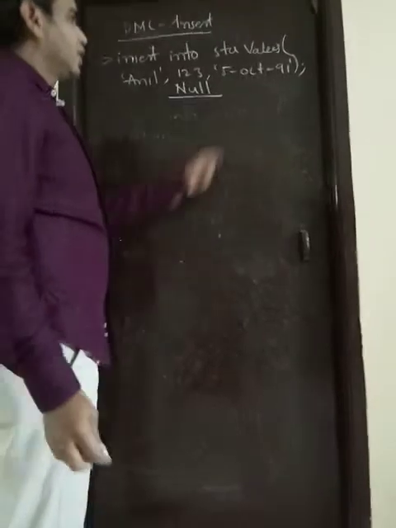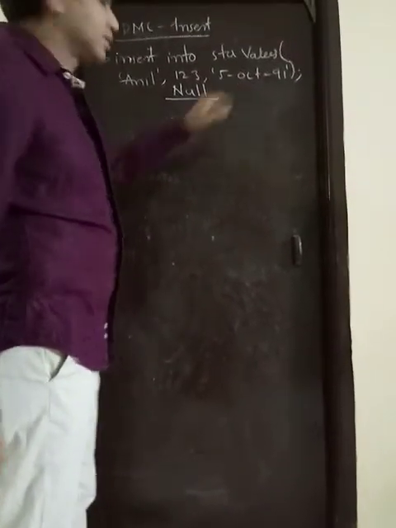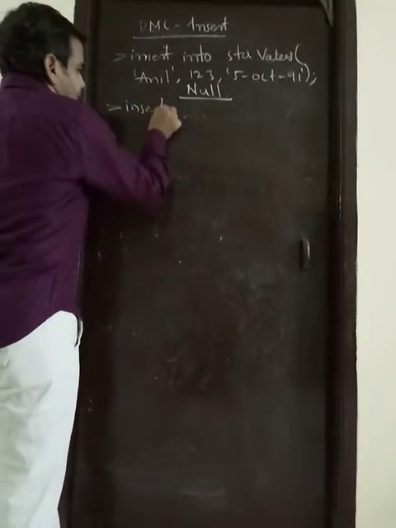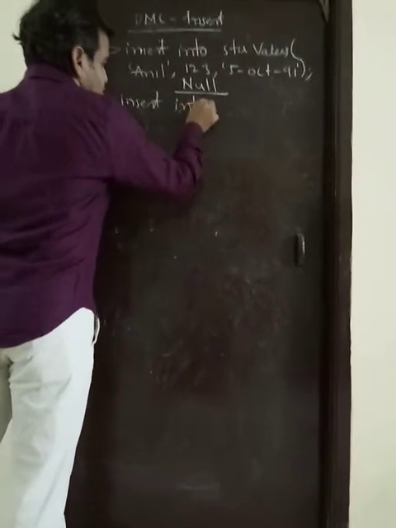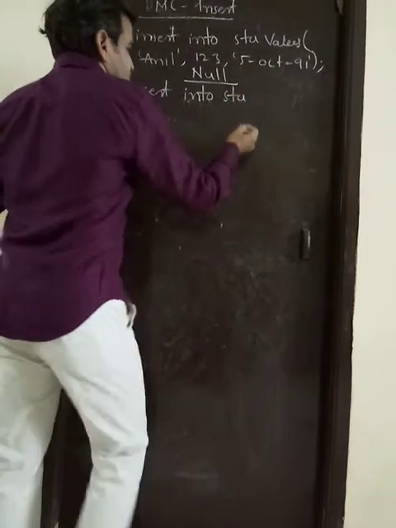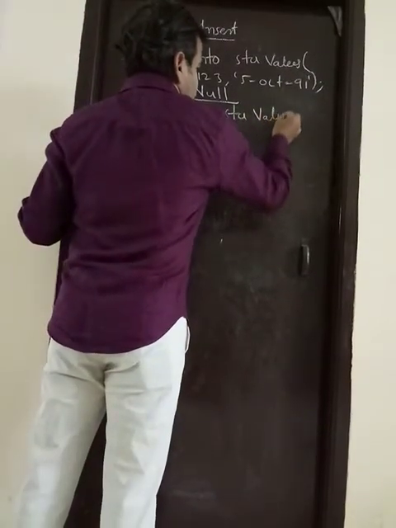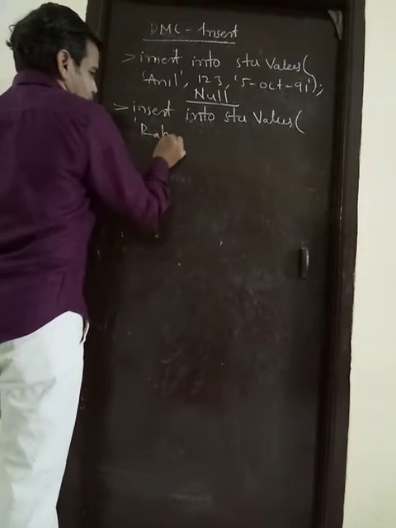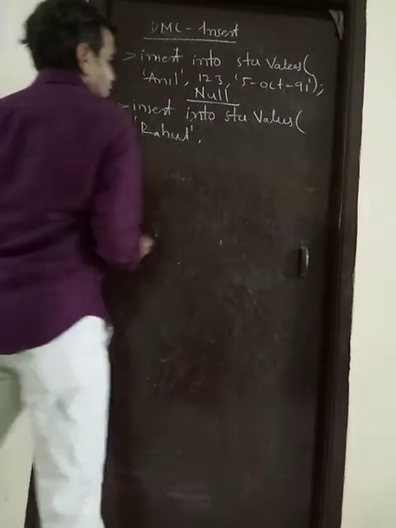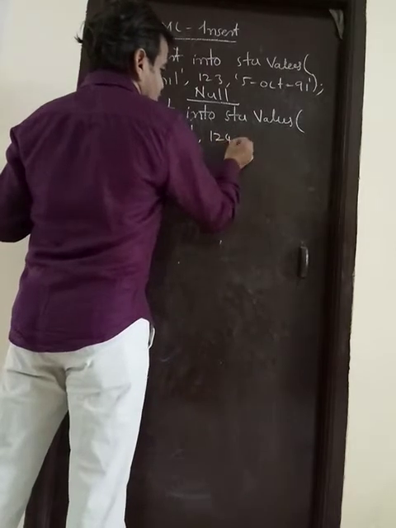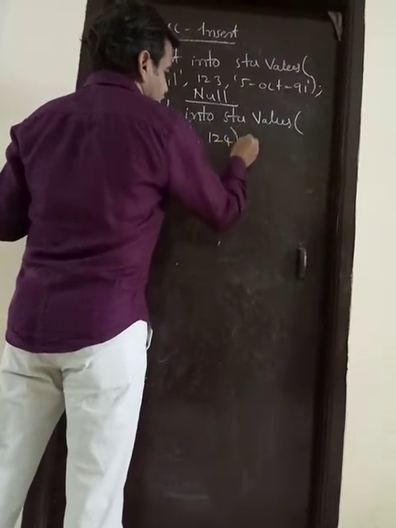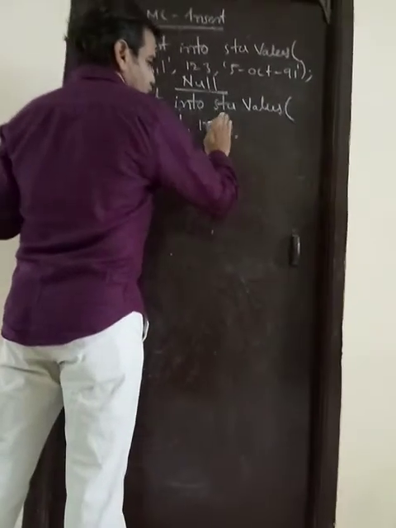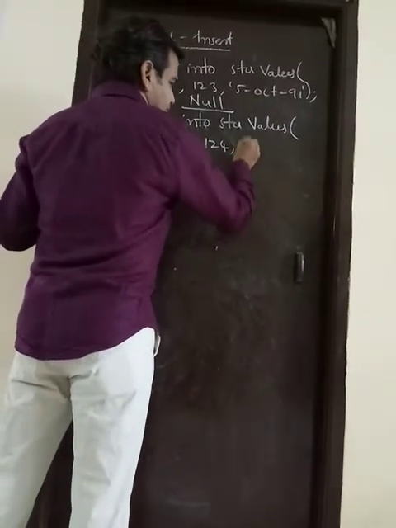See, I don't want to insert date of birth. How should I insert? Insert into student values, first Rahul, then 124. I don't want to insert date of birth, so it will indicate an error, missing column. There we should insert null.